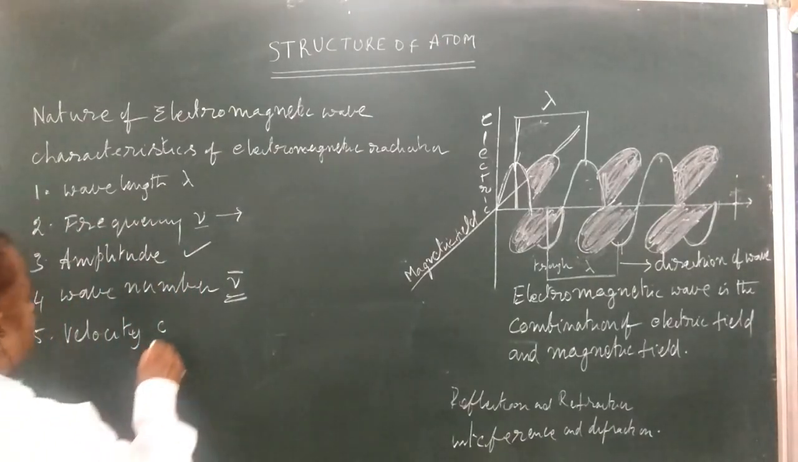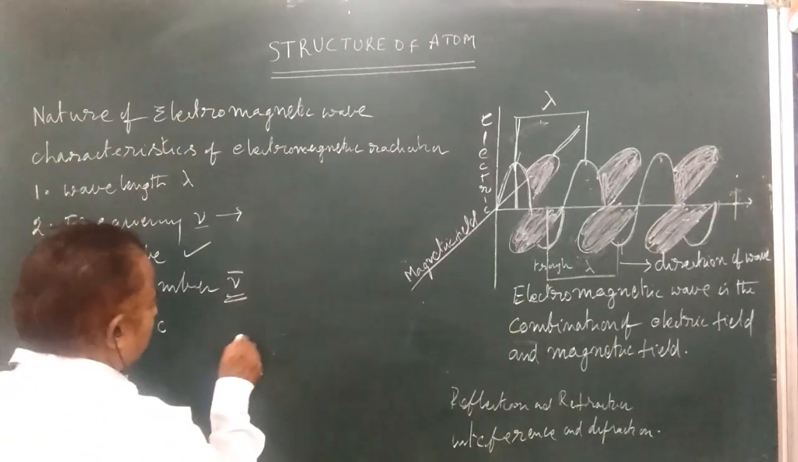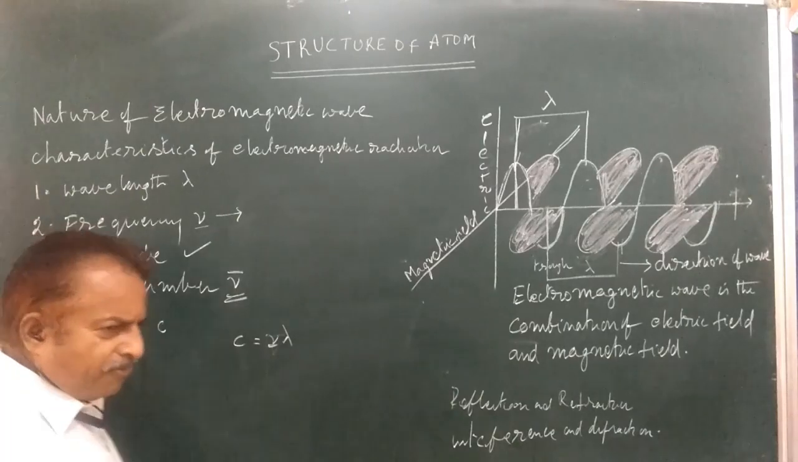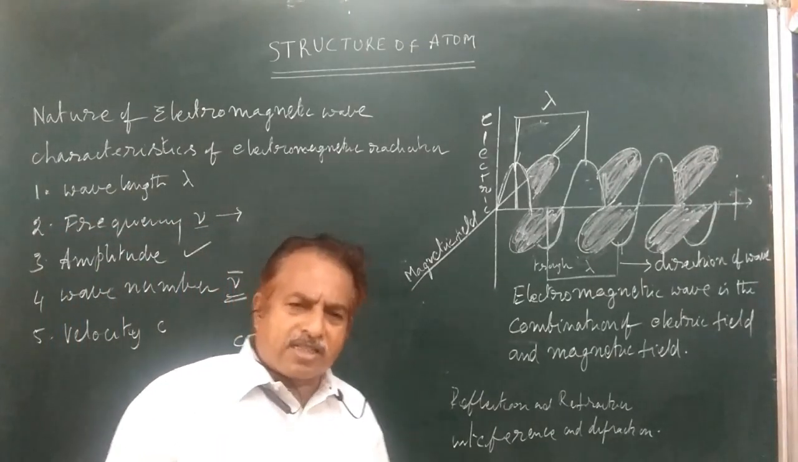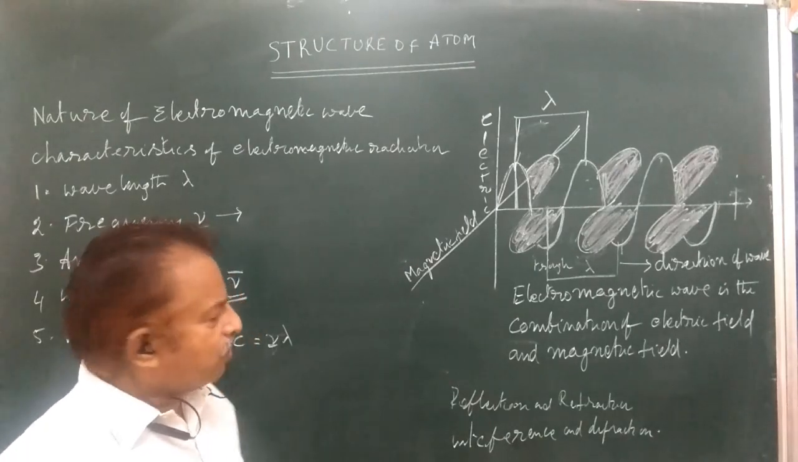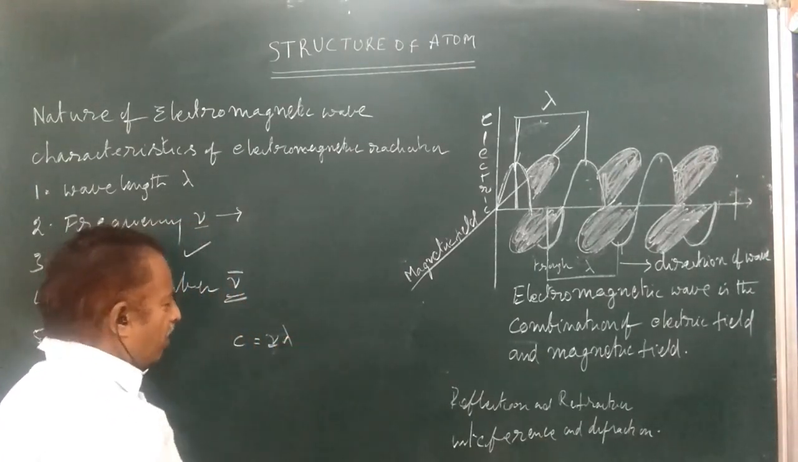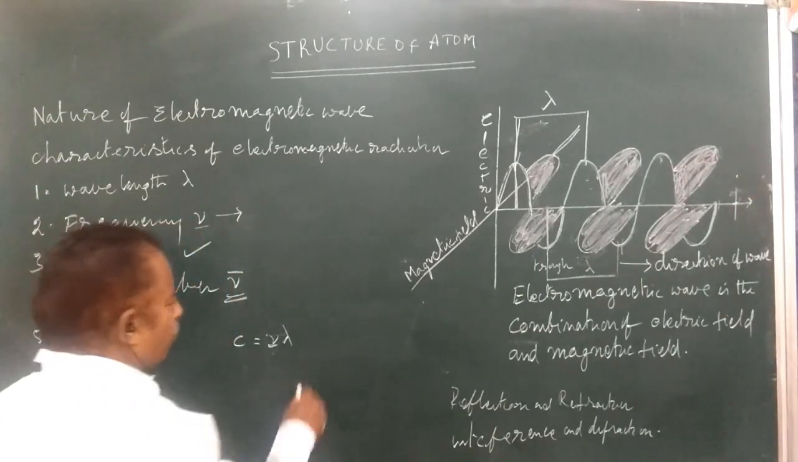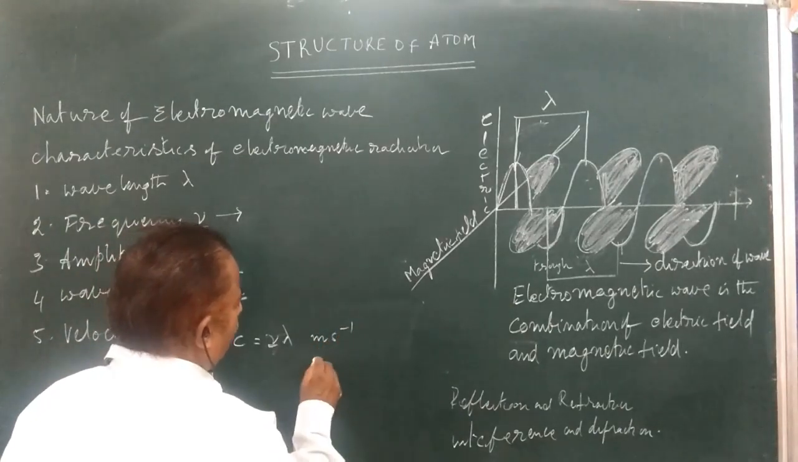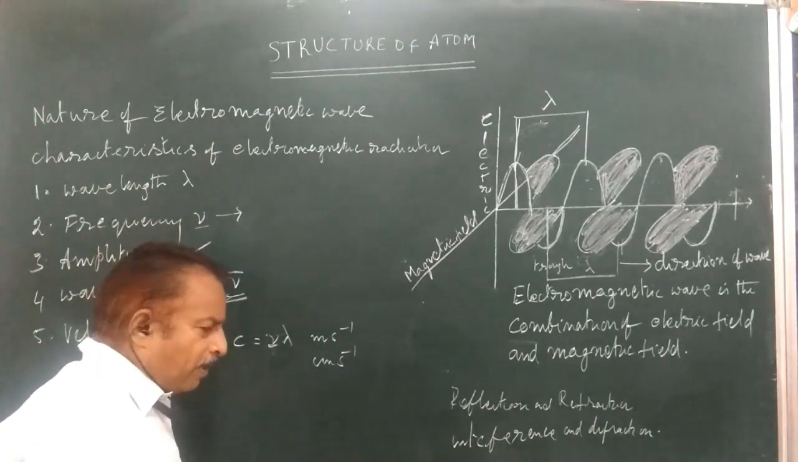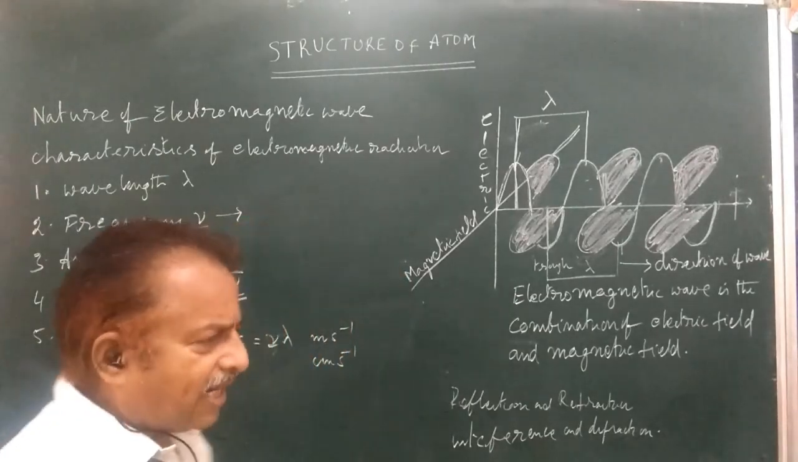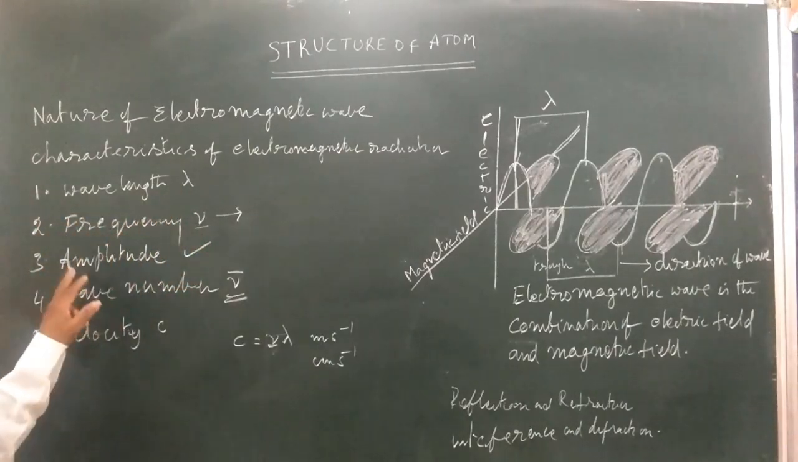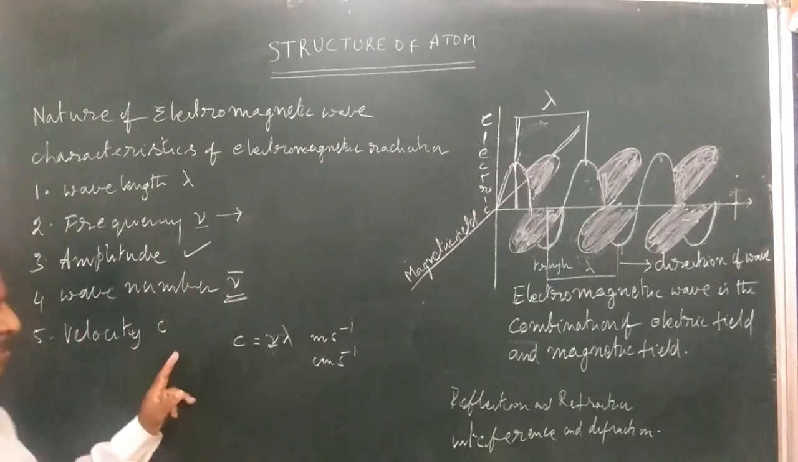Now finally we discuss velocity. Velocity c equals nu lambda. What is nu? Frequency. Frequency means the number of waves that pass through a particular point per second, into wavelength. So the velocity of the wave equals frequency into wavelength. So this is in meter per second or centimeter per second. Thus we discussed the characteristics of electromagnetic radiation, that is wavelength lambda, frequency nu, amplitude, wave number nu bar, and velocity c.